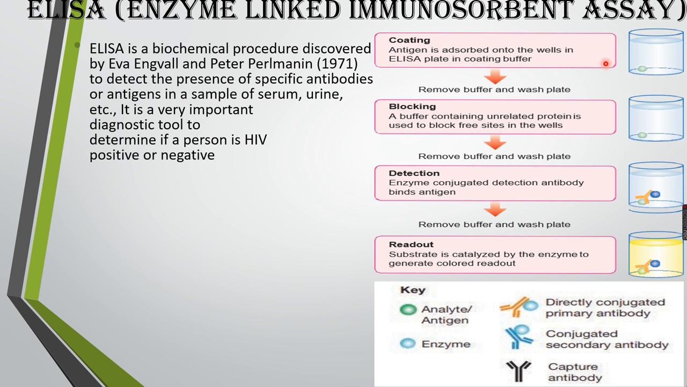Now we'll see the technique. What is the procedure we are using? There are four important steps: coating, blocking, detection, and readout. What is the meaning of coating? The antigen is adsorbed onto the wells in the ELISA plate in coating buffer. You can see here the buffer solution and the ELISA plate.